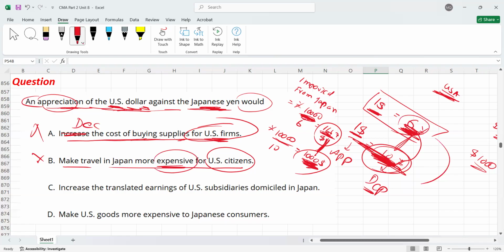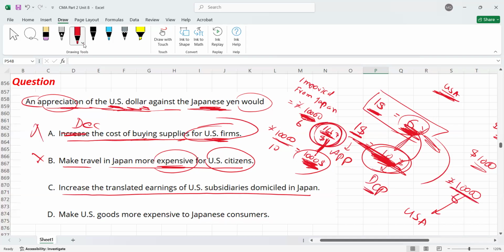Then what? The third option we got. They're saying increase the translated earnings of US subsidiaries domiciled in Japan. Will it increase? For example, if you are living in USA but you have a business in Japan, and you got a profit of 10,000 yen in Japan, and now you want to bring this profit to USA, will your remittance increase or decrease? Previously the rate was 6, so you would get 1,667 dollars, because 10,000 divided by 6.